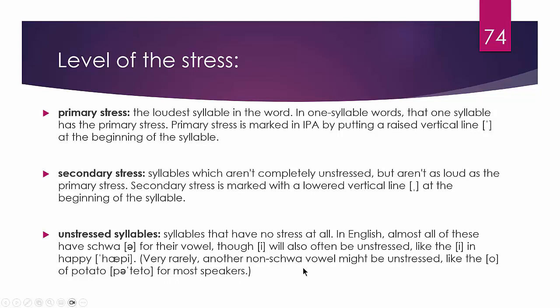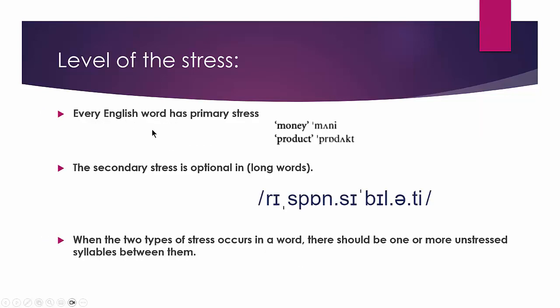Every English word has primary stress, like money, product. The secondary stress is optional in long words, like responsibility. When the two types of stress occur in a word, there should be one or more unstressed syllables between them. To make balance, you cannot stress everything.